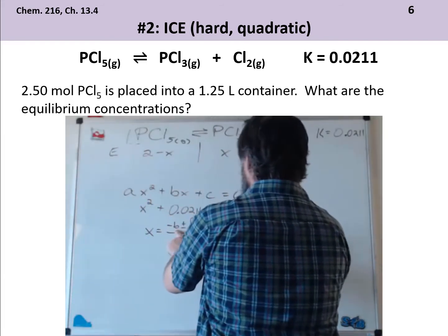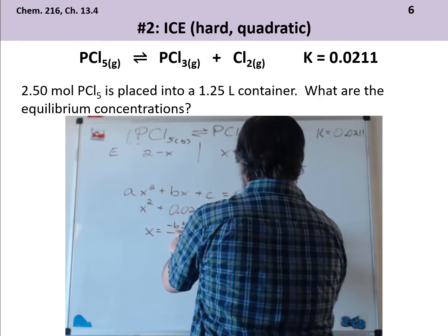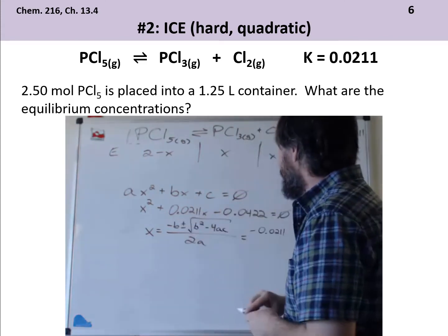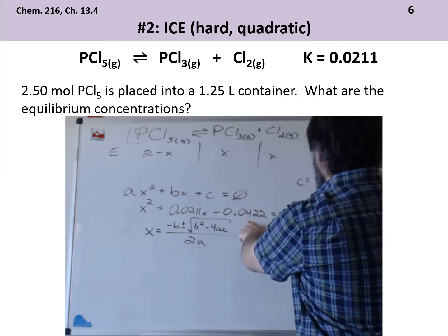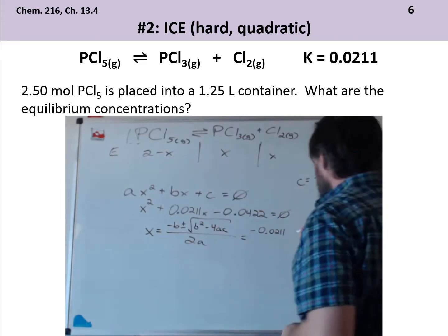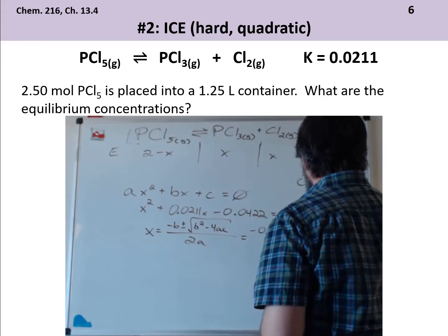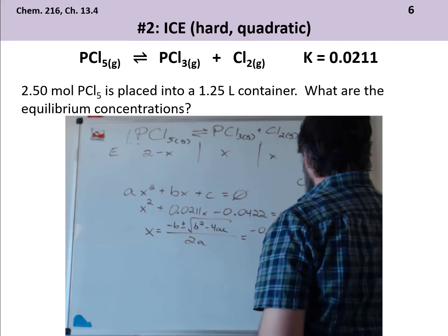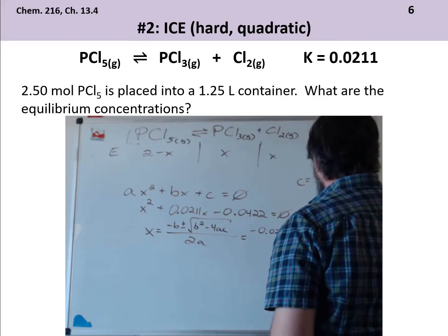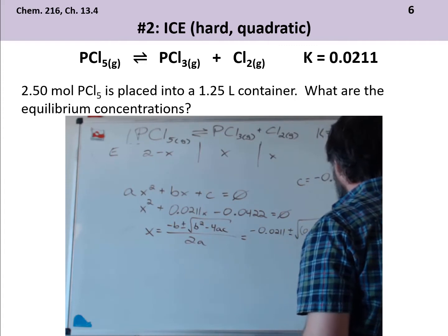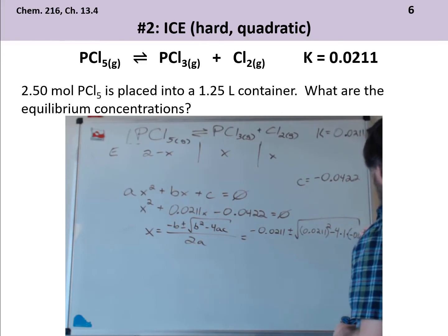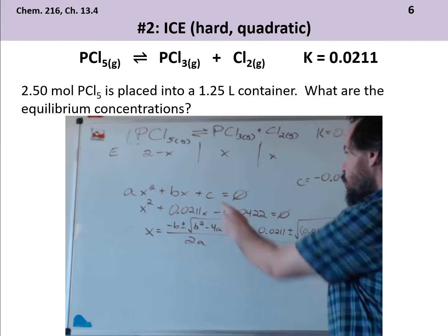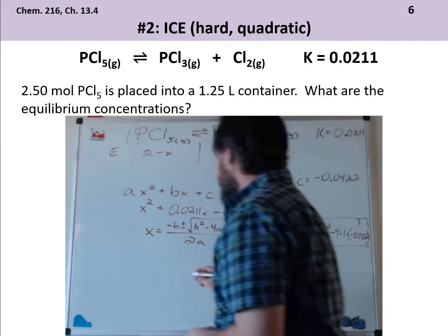All right, so this is negative 0.0211, right? Because that's my b. My c is negative 0.0422. That negative is important. So plus or minus, we'll talk about that plus or minus in a little bit, 0.0211 squared minus 4 times 1 times negative 0.0422 over 2 times a, so 2 times 1.